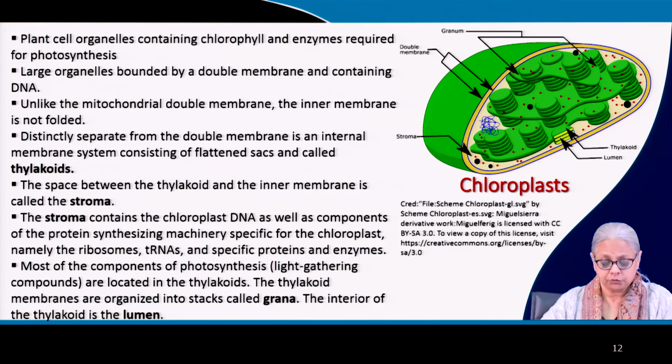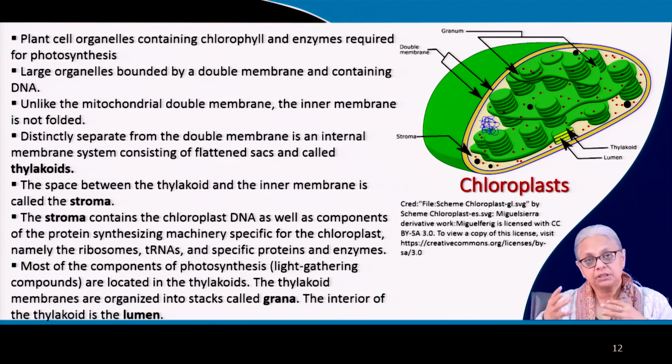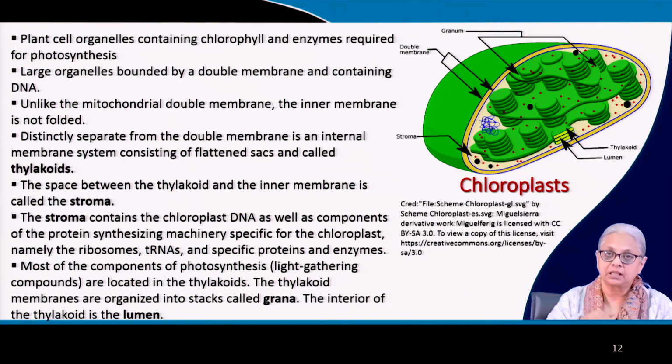Most of the components that are required for photosynthesis, basically the light gathering compounds, are located in the thylakoid, and the space inside the thylakoid, the interior of the thylakoid, is the lumen. So we will see it in subsequent modules. We will see how there are reaction centers and light harvesting compounds that are present in the thylakoids. So the thylakoid membranes are themselves stacked together. They are organized into stacks, and these stacks are called granum. So one stack is a granum and multiple stacks are grana.